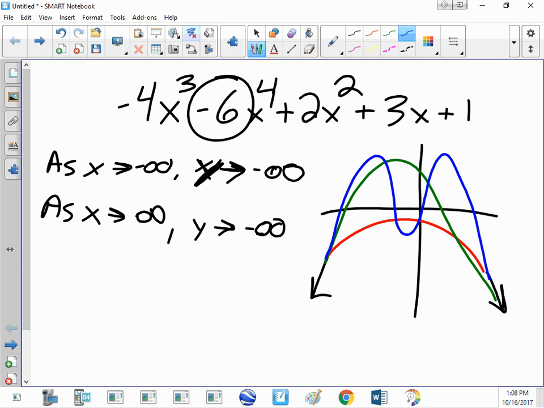Yes. So it says, if it's a polynomial, write it in standard form. That means reorder. So standard form is descending order. So all of those numbers, the -4, the -6, 2, 3, and 1, those are all coefficients, but the leading coefficient determines up or down. Right? It determines kind of like the slope.